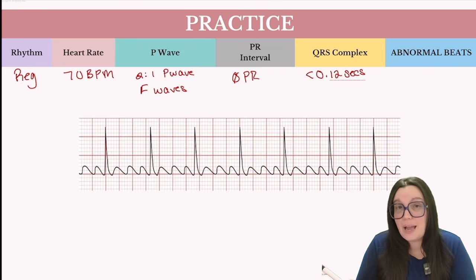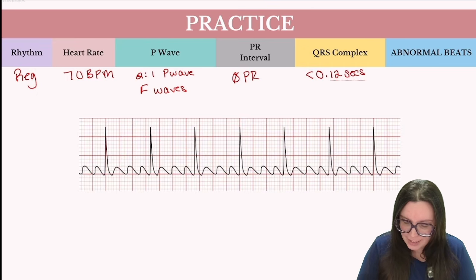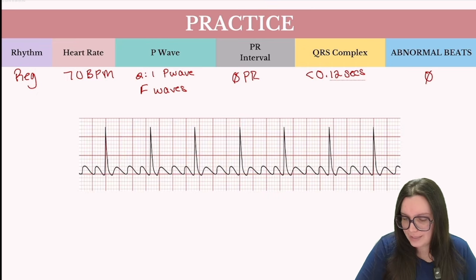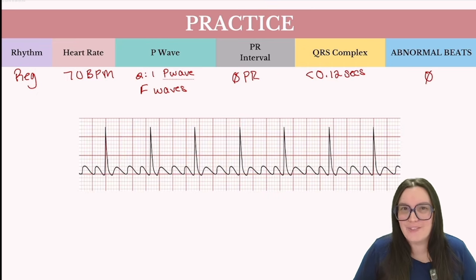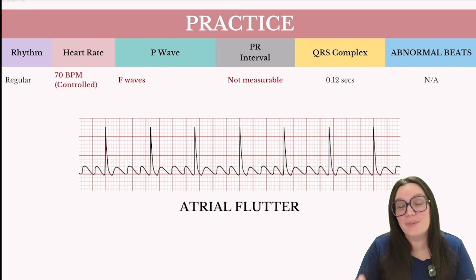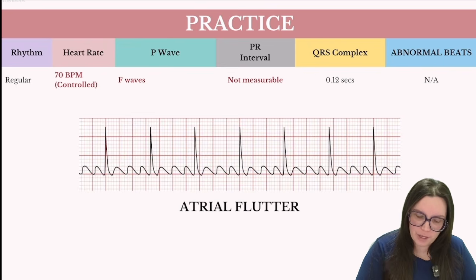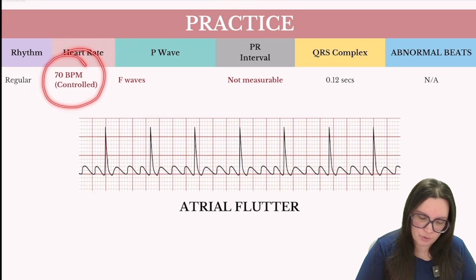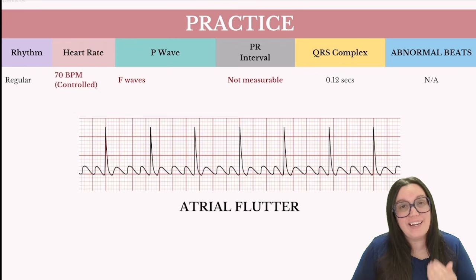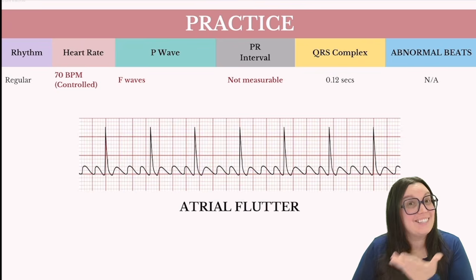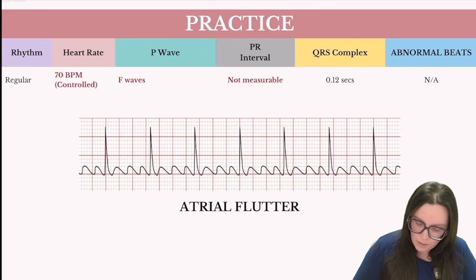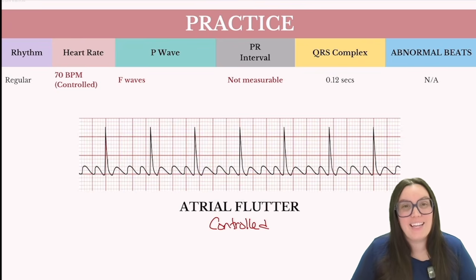And then are there any abnormal beats? Based on what I'm seeing here, there are no abnormal beats. So what kind of rhythm do we have? You are absolutely correct. The correct rhythm is atrial flutter, but again, it's very important that we call it either controlled or uncontrolled. Being that we have a heart rate of 70 beats per minute, that means it's less than 100 beats per minute, we can call this controlled atrial flutter.